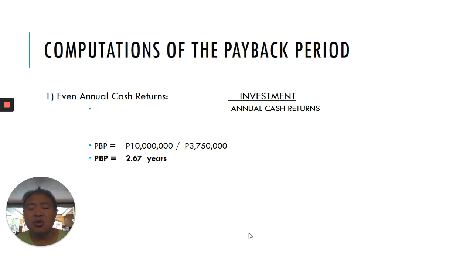Now, is this good or bad? As I mentioned earlier, the shorter the payback period, the better. The company may have its own policy of the acceptable payback period. So for 2.67 years, if the company's policy is to accept projects with a payback period at the max of half of the life of the asset, we're talking of 5 years, then this may not be accepted because it's more than half of the life of the asset. So again, it depends on the company's policy.